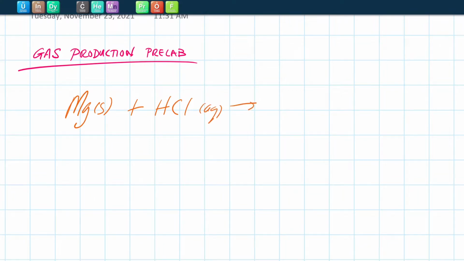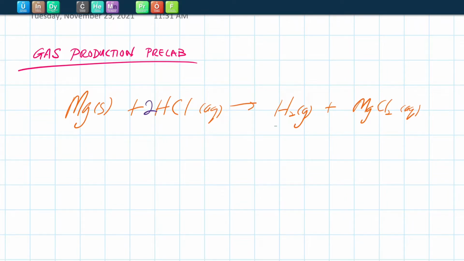This is a single displacement reaction. It's a redox reaction that produces hydrogen gas and magnesium chloride salt. Now, to balance this equation, we need 2 hydrochloric acid.